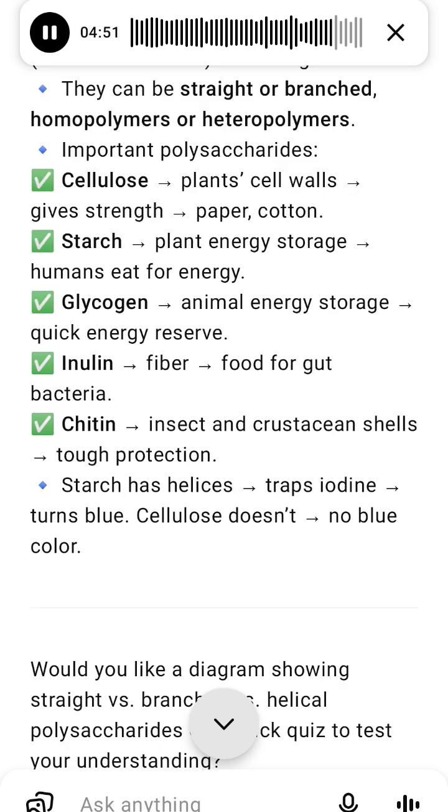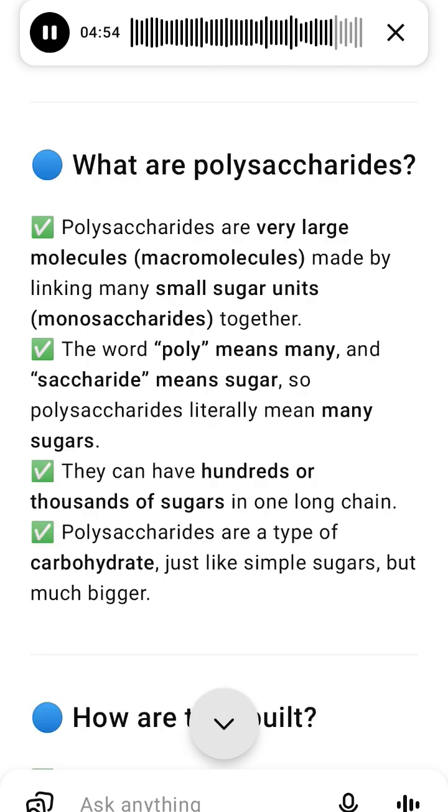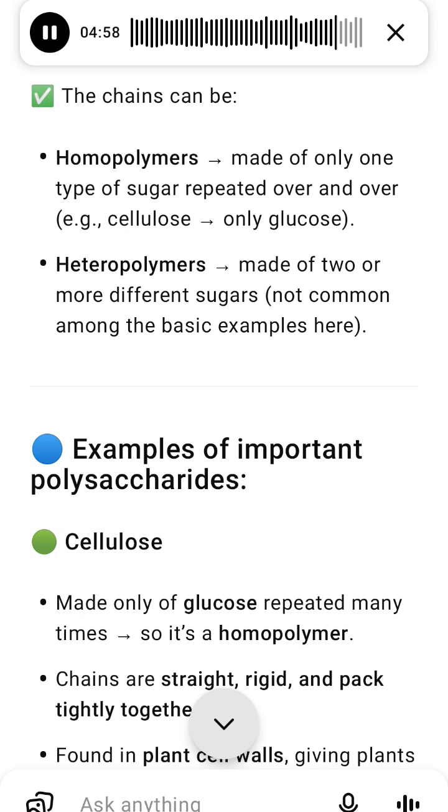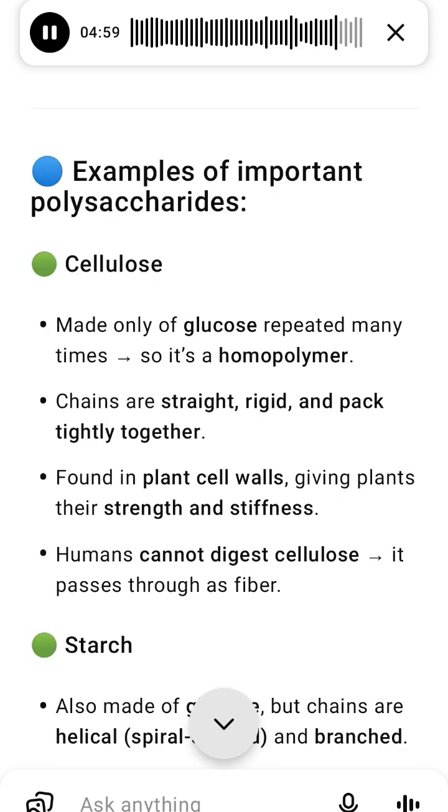What are modified sugars? Some polysaccharides contain not just sugars, but also modified sugars, like amino sugars, sugars with nitrogen atoms, e.g. glucosamine in chitin. Chemically modified sugars, sugars with extra chemical groups, e.g. N-acetylgalactosamine. These special sugars give polysaccharides new properties: strength, flexibility, or resistance to decay.